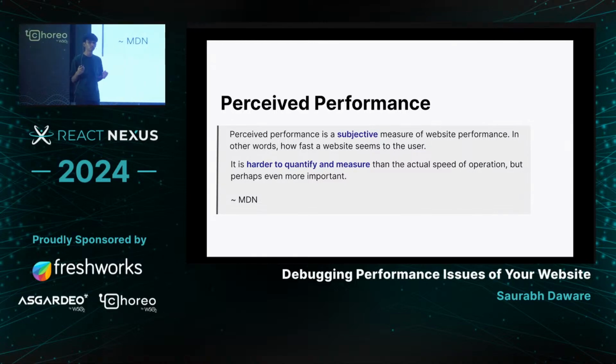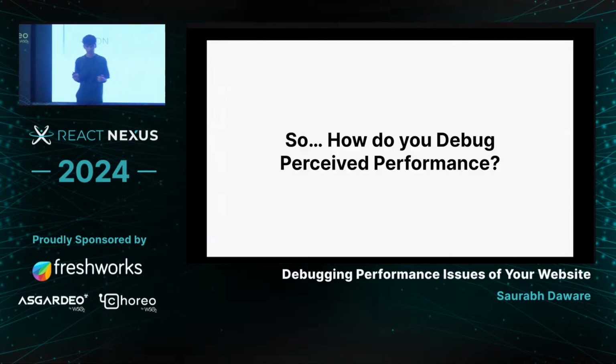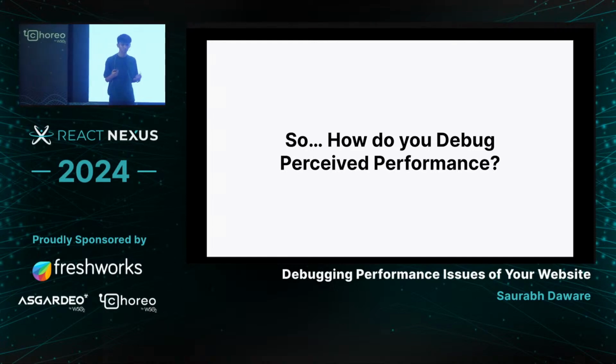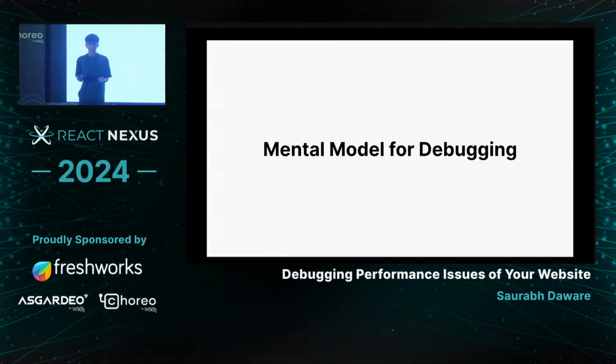There are tools that give you hints on what might be the issue. For example, you might see LCP in PageSpeed, which will give you a hint that the largest image is loading slow. But that's a hint. That's not the source of truth. So how do you debug perceived performance if it's subjective and not measurable? The answer is there's a mental model for debugging. You have to think of it from the perspective of the user.